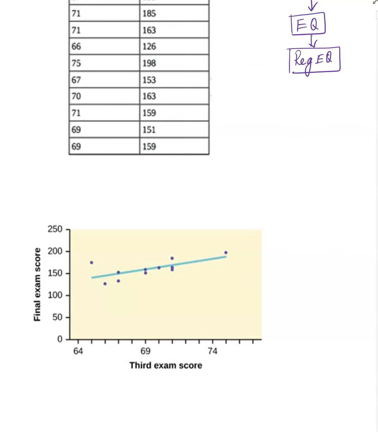Remember, your x-axis has the third exam score, and your final exam score should be on the y-axis. The x-axis is always independent, the y-axis is always dependent. You can go back and also find your regression equation if you wanted, because we're going to do that actually now. So if you wanted to type in the equation, you could do that too.